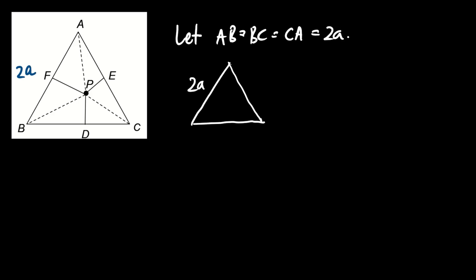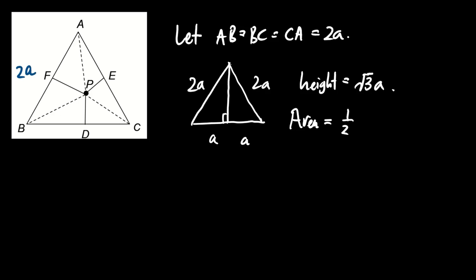Now let's use an algebraic method to compute PD plus PE plus PF. Assume each side of triangle ABC is 2a. Then the height is square root of 3 times a. The area is 1/2 times 2a times square root of 3 a, which equals square root of 3 times a squared.